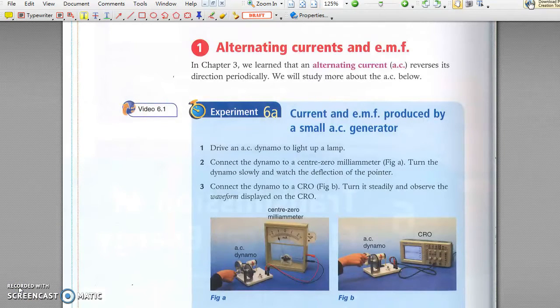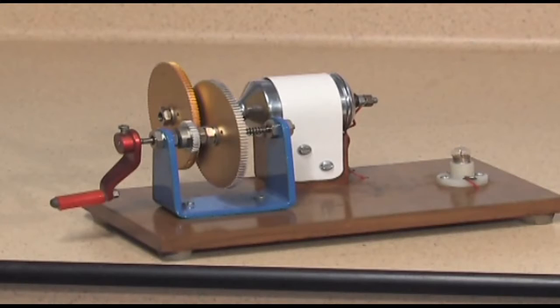1. Alternating currents and EMF. A center-zero ammeter and a CRO are used to observe the voltage variation of an AC. Video 6.1 Experiment 6a: Current and EMF produced by a small AC generator. We will study the EMF produced by a small dynamo.